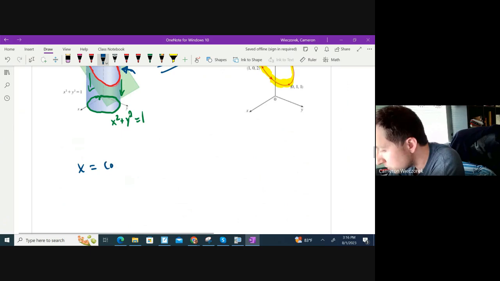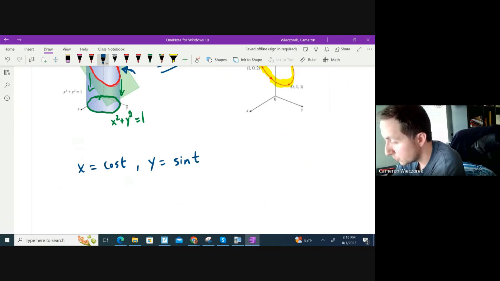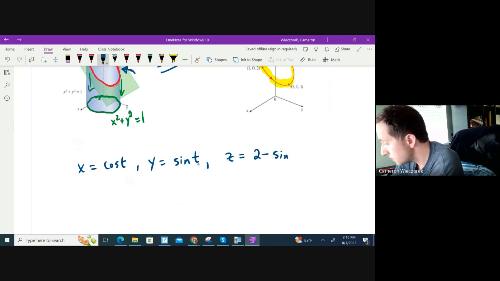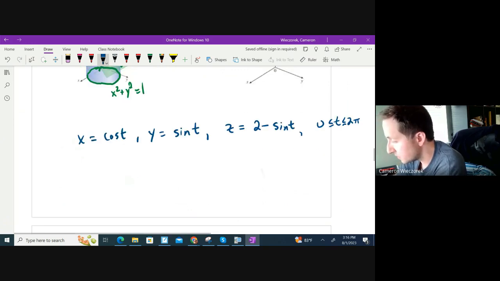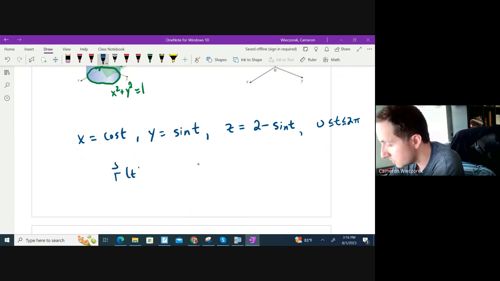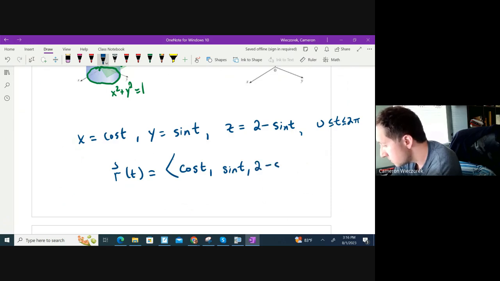Parametrically, we have x is cosine t, y is sine of t, most popular parameterization for that circle with radius 1. And then in order to get that elliptical shape, z was equal to 2 minus y. So we get 2 minus sine t, 0 less than or equal to t less than or equal to 2 pi. They asked for a vector function. So I'm going to specify r of t. You can use ijk notation, standard basis vectors, or you can use component form. It does not matter. Cosine t, comma sine t, comma 2 minus sine t. This is what creates the space curve, that z component, where t ranges from 0 to 2 pi.